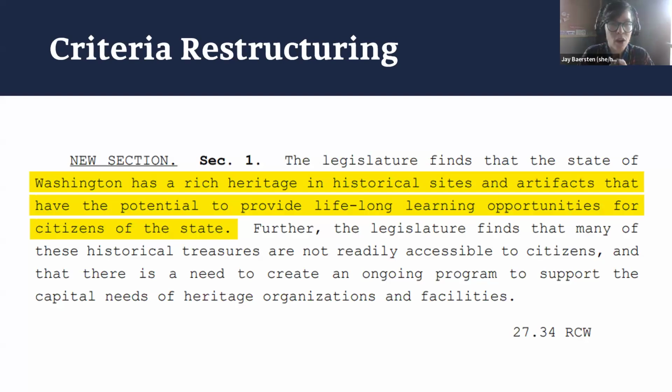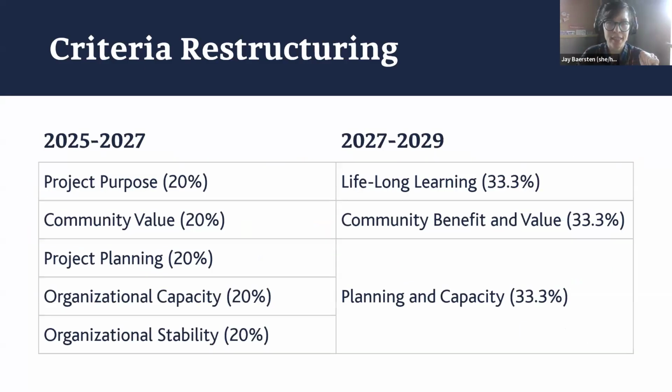So we also did some re-weighting of the categories, and I'll show you that here. So you can see last cycle's criteria categories. We noticed that about 60% of the points were going toward planning related criteria. And we felt that was pretty imbalanced.